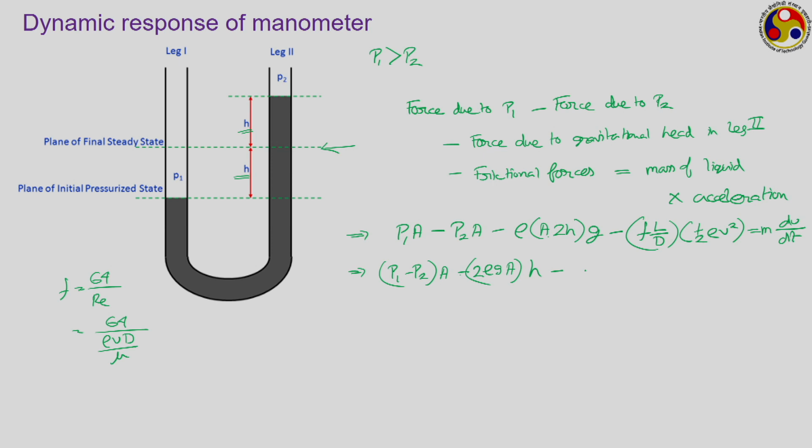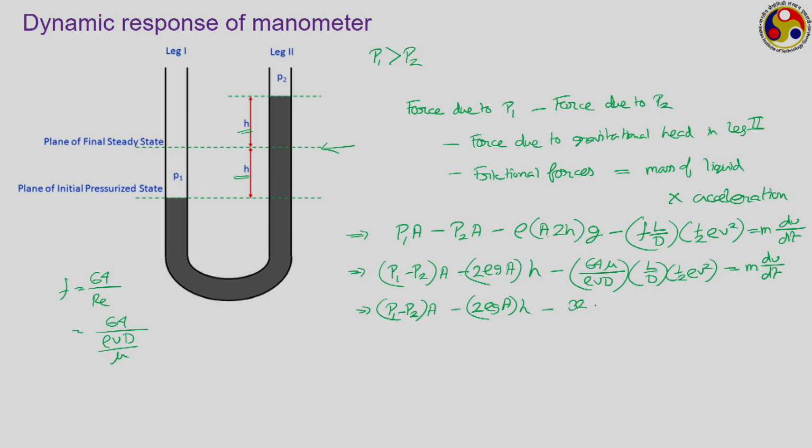So, if we take it back here, we have F as 64 mu by rho v d, into L by d, into half rho v square, is equal to m into dv dt, or P1 minus P2, which is the imposed pressure difference between the two legs, minus 2 rho g A into H. We just have to simplify this.